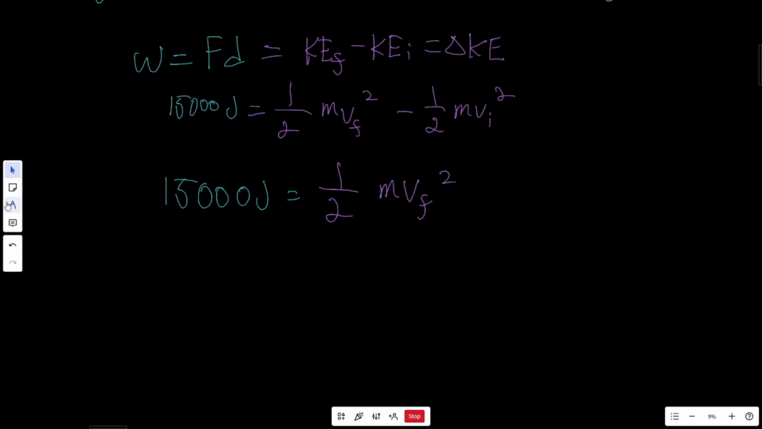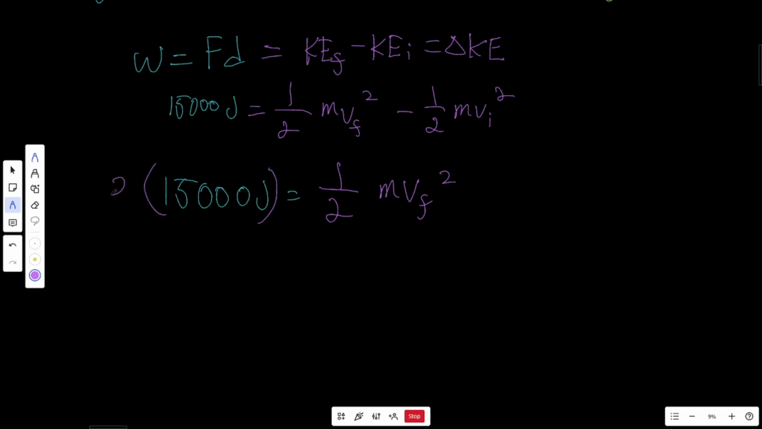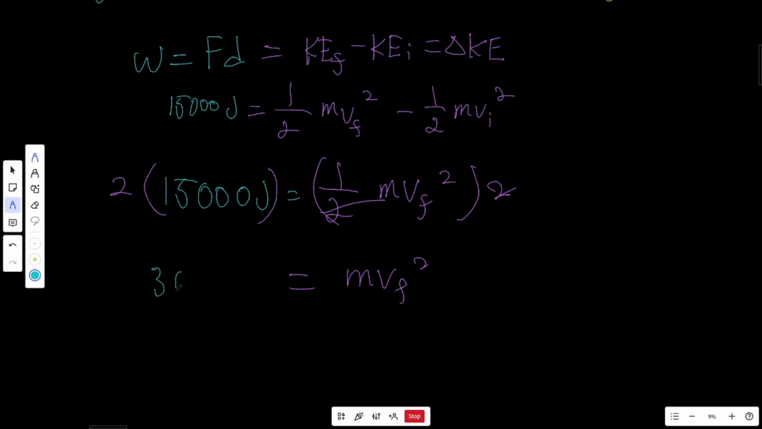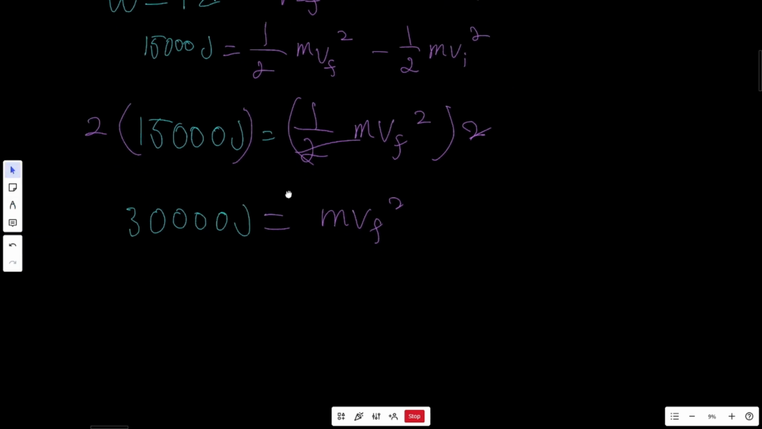So from here, we just have to derive. We're looking for vf, so we're just going to isolate it. And how do we do that? We start with multiplying both sides by 2. Now these 2's will cancel out, and we're going to be left with mvf squared is equal to 30,000 joules.